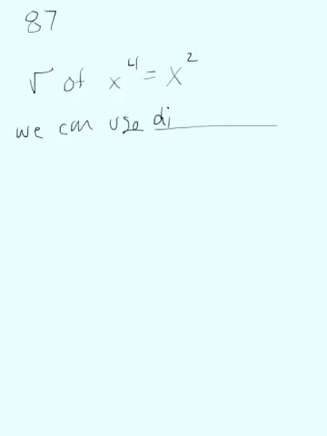Square root of x to the fourth is x squared. We can still use the difference, I'm abbreviating, of squares, but make a note, when one of them is to the x to the fourth, you may have to do it twice.